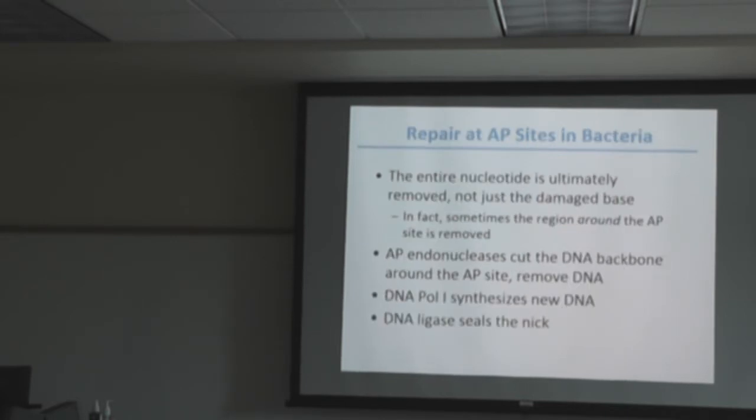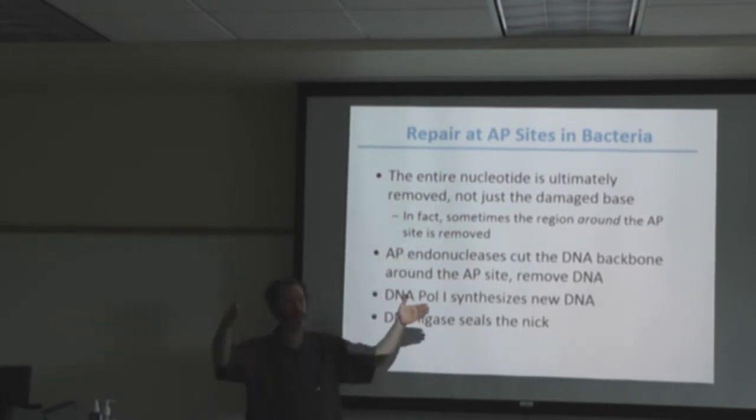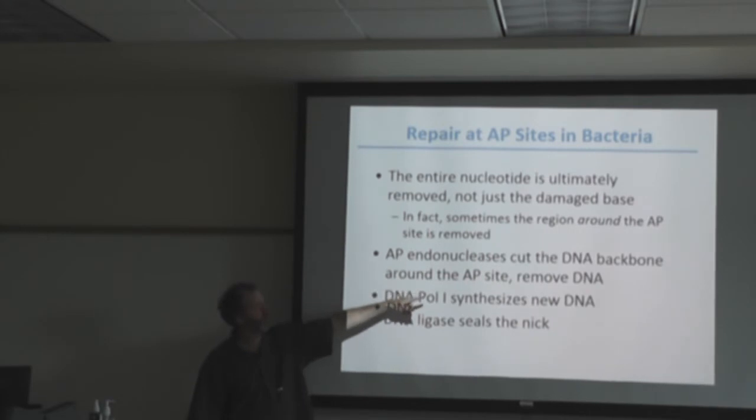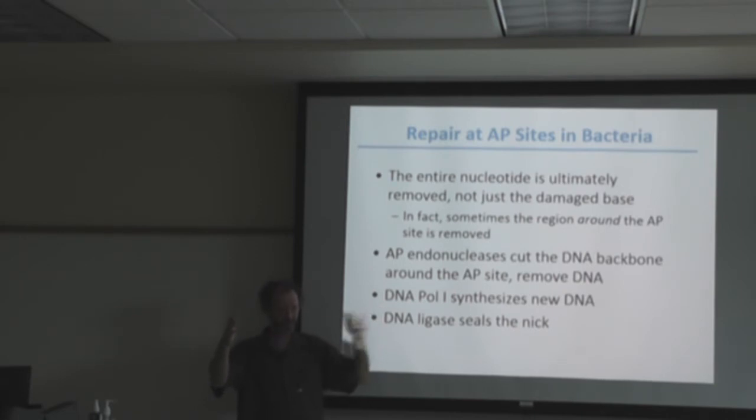So in repair at the AP sites in bacteria, the entire nucleotide is ultimately removed, not just the damaged base. In fact, sometimes the region around the AP site is removed. So a lot of times you'll remove a big chunk of the DNA around that AP site. AP endonuclease cuts the DNA backbone around the AP site and removes the DNA. Remember, endonucleases will cleave within sequences. Exonucleases cleave at the ends of sequences. DNA pol I synthesizes new DNA, and then DNA ligase will come in and seal that nick again.